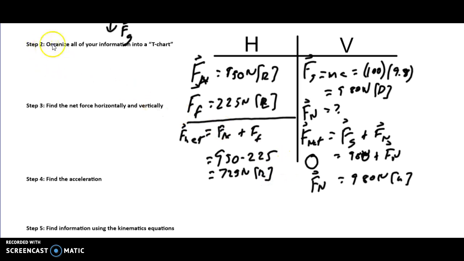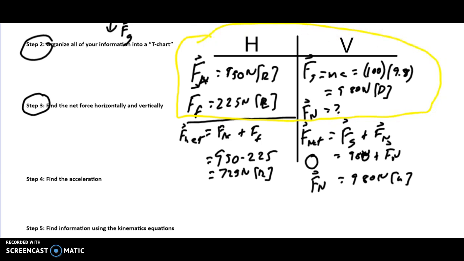So what we've just done is we've done step 2 and we've done step 3. Okay, this part here on the top, for both sides, we organized our information in the T-chart. Once we did that, we did what we did here in step 3, which is where we found the net force both horizontally and vertically. So our next step is going to be finding the acceleration.